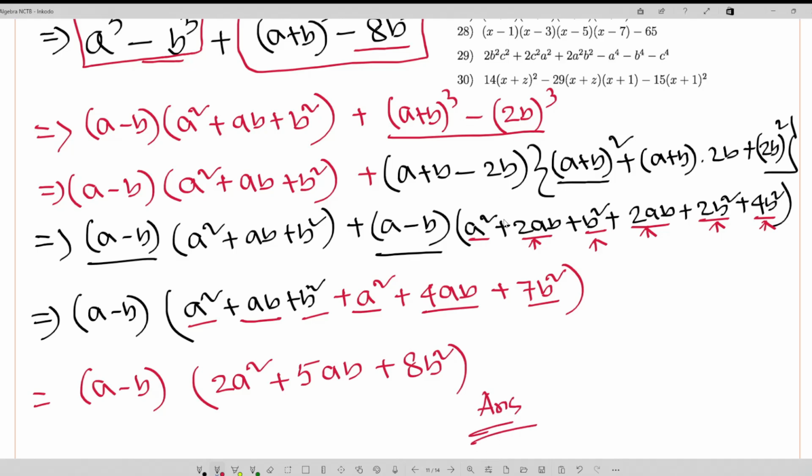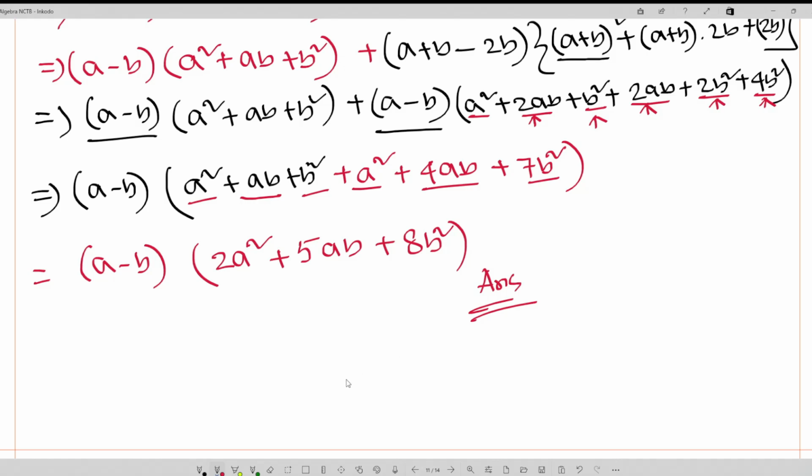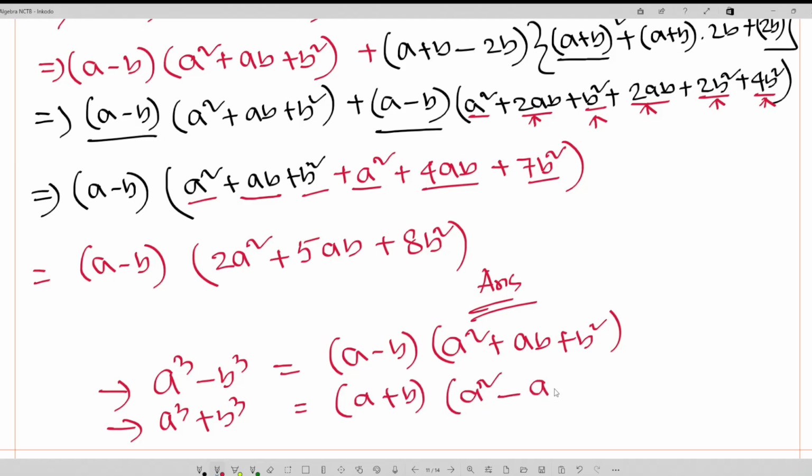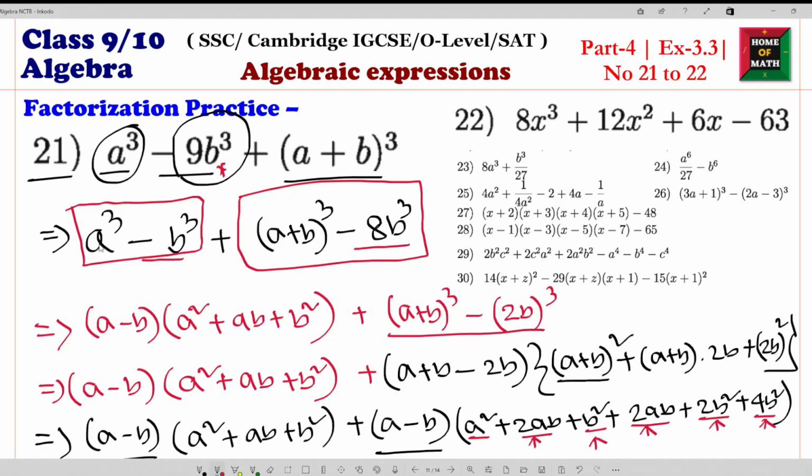Okay, so for these kinds of math we have to know about the a cube minus b cube and a cube plus b cube formulas, which are (a minus b) times (a square plus ab plus b square), and a cube plus b cube, it means (a plus b) times (a square minus ab plus b square). So if you know this formula, we can easily complete these kinds of factorization. So number 21 is done, and today we target to make another math, which is number 22.